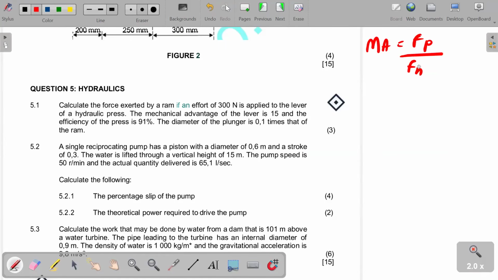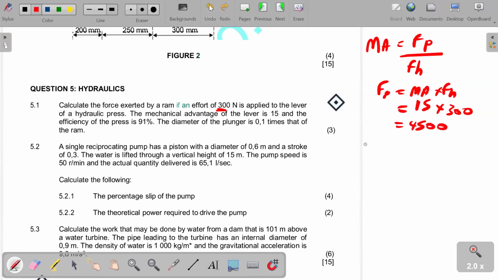Okay, so making force of the plunger the subject here, it means mechanical advantage times what? Times the effort. So what is that giving us? It's giving us 15 multiplying 300. What do we end up having? 4,500. Okay, so that's 4,500 basically.